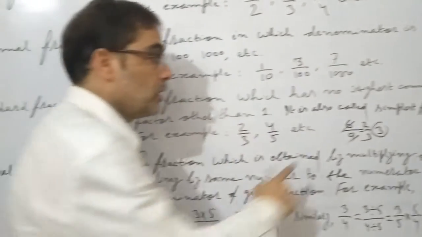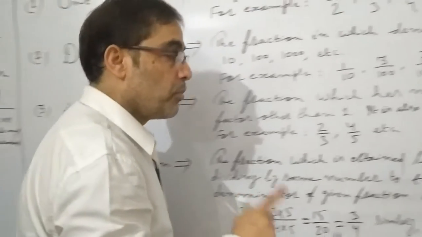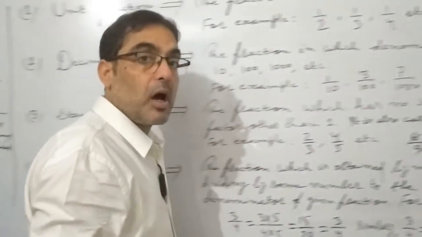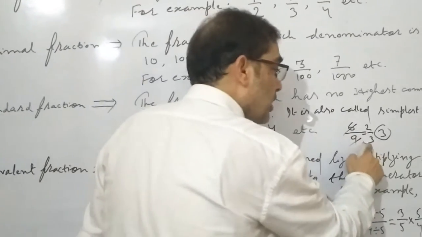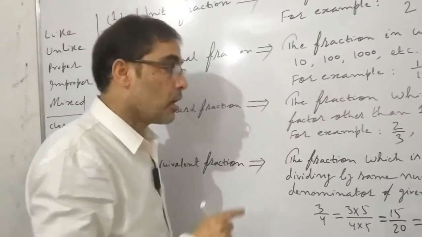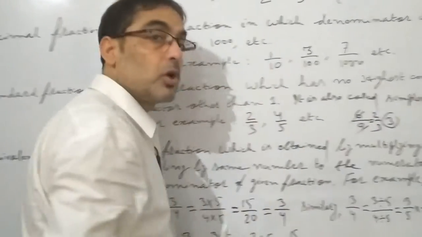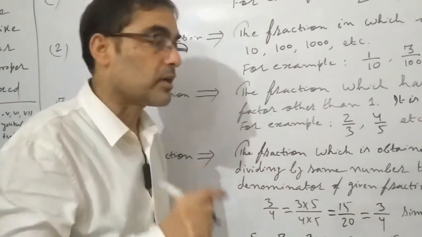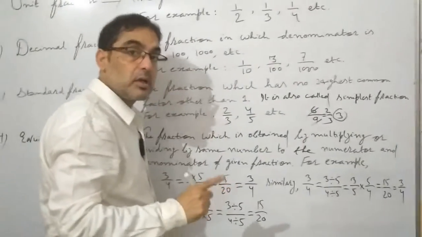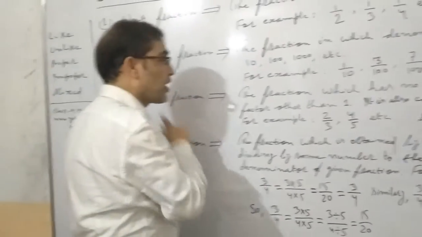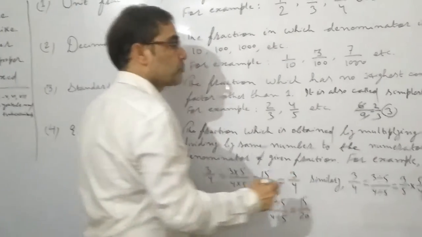Again listen to me. 6 by 9 is not a standard fraction, because 6 by 9 has highest common factor 3, but 2 by 3 is a standard fraction, because 2 by 3 has no highest common factor other than 1. So you know 6 by 9 is not a standard fraction, but 2 by 3 is a standard fraction.